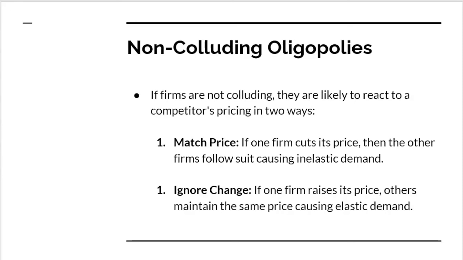1, they can match the price. So if firm A increases or decreases their price, the other firms in the oligopoly market can match the price, right? They can either increase their price as well or decrease their price to match firm A's decision. Or 2, they can just ignore it. If firm A increases their price, firm B and firm C and firm D can just ignore the price and keep their price lower than firm A's.